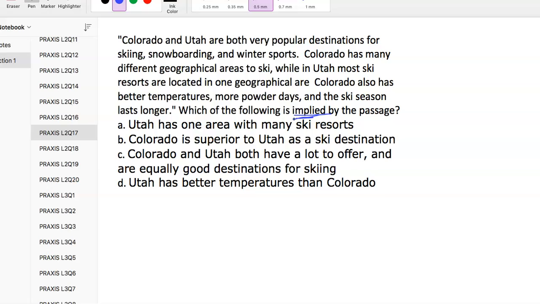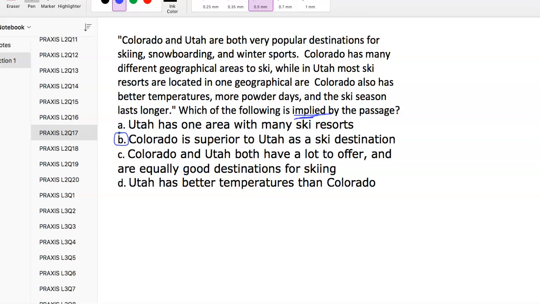Okay, and as we're looking at these answers, is it that Utah has one area with many ski resorts? I would not say that's what is being implied. Colorado is superior to Utah as a ski destination. I would say that's being implied, but let's look at the other answers, see if we like any of the other ones better. Colorado and Utah both have a lot to offer, and are equally good destinations. No, I don't think he's saying that, or she, perhaps. And Utah has better temperatures. No. So really the thing that we are looking for that is being implied is that Colorado is superior as a ski destination, right?